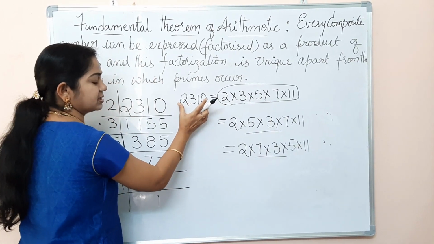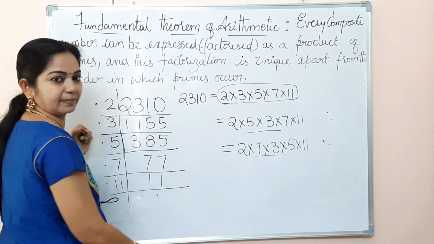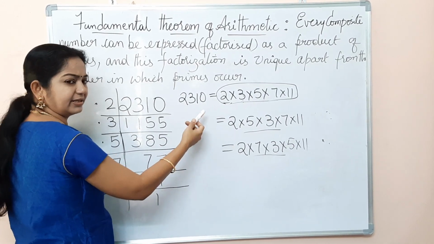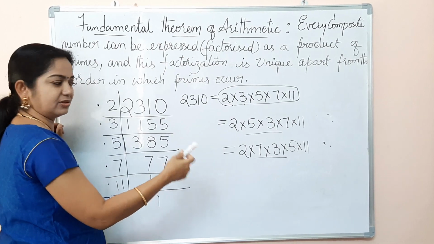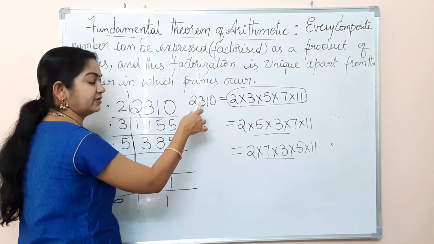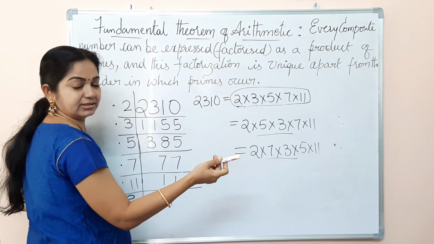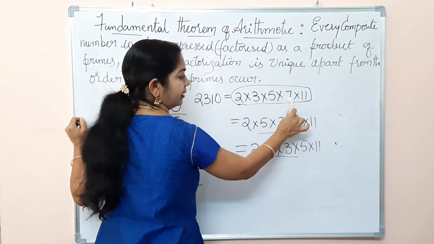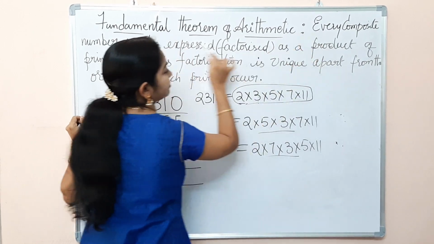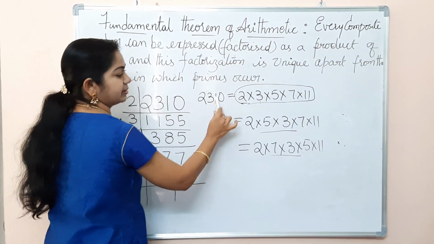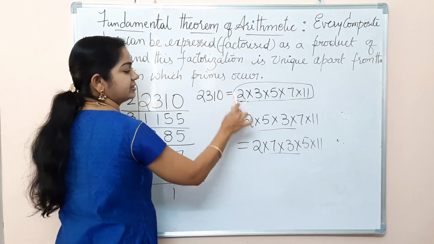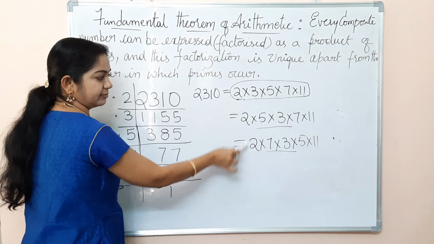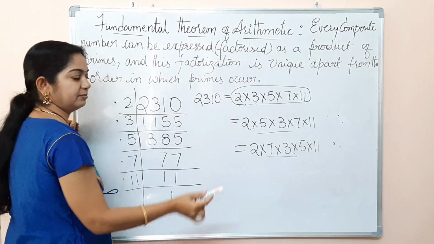And if you see, this is a composite number. Yes, because the last digit is 0, so it is divisible by 10. 10 means 2 and 5. So it has factors other than 1 and itself, 2, 5 and so on, isn't it? So it is a composite number. And what we got is a product of the primes. So every composite number can be expressed as a product of primes, and the factorization is unique apart from the order in which the primes are occurring or placed.